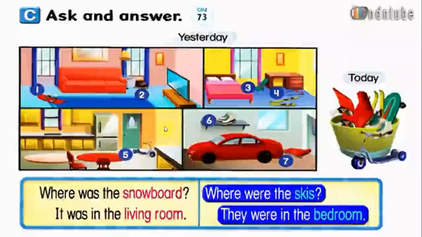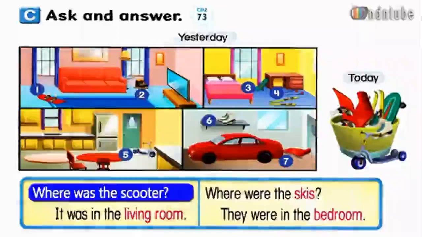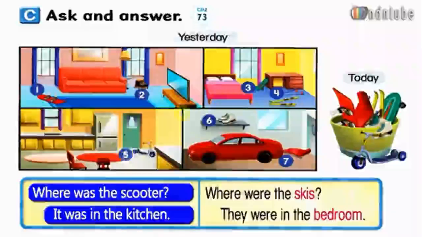Number five. Where was the scooter? It was in the kitchen. So the scooter شنو هو مفرد. Okay. واحد هو the scooter. واحد. فهو وين كان؟ In the kitchen. It was in the kitchen.